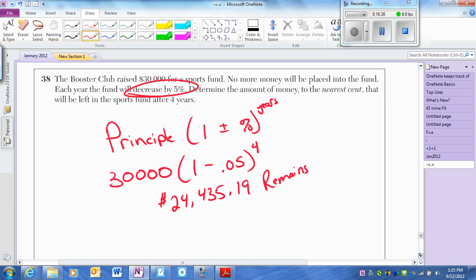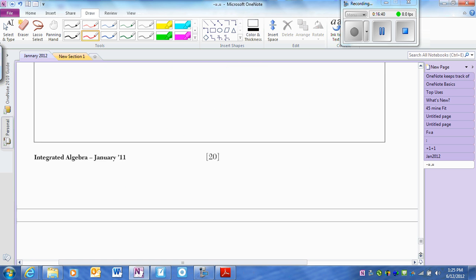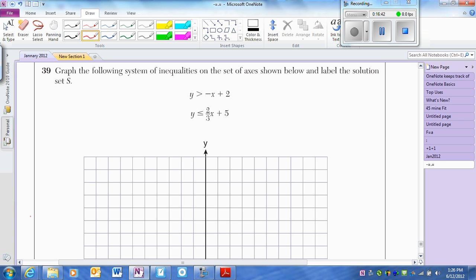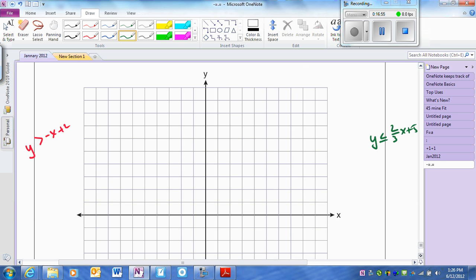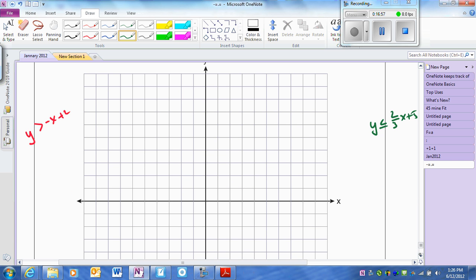All right. Last problem. Graph: y greater than negative x plus 2, and y less than or equal to 2 over 3 x plus 5. Oh, come on, they didn't make that easy, did they? Start at the y-intercept. Down 1, right 1.